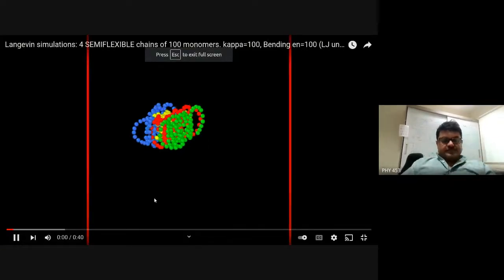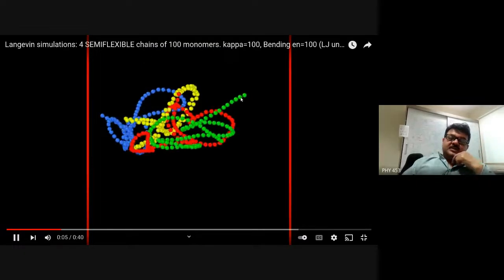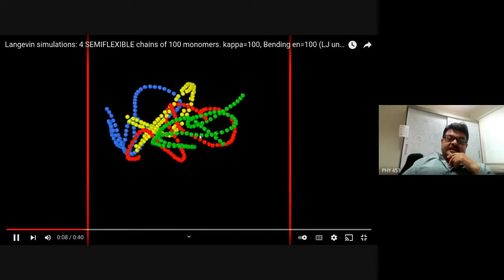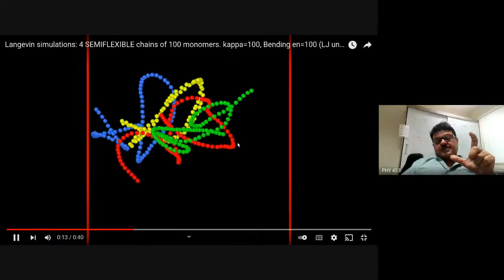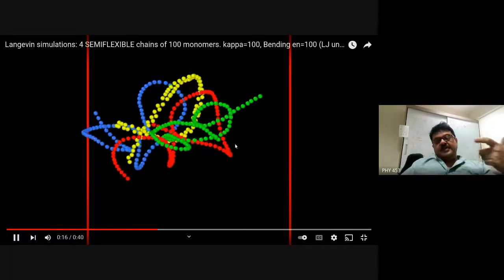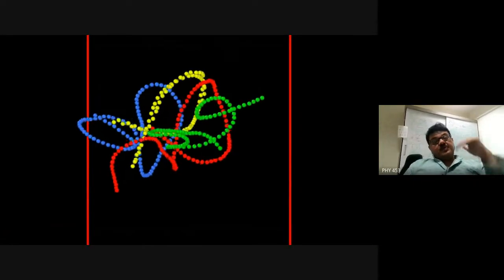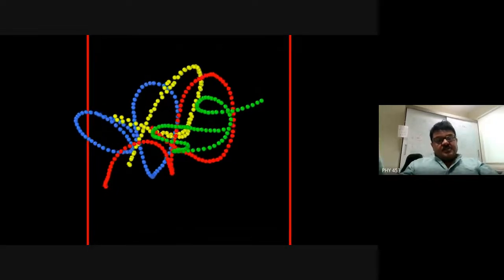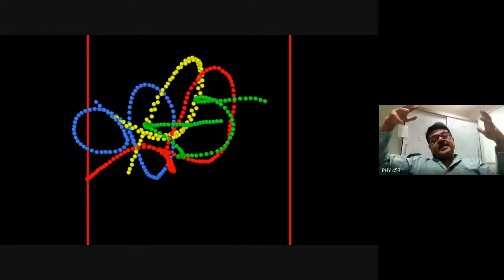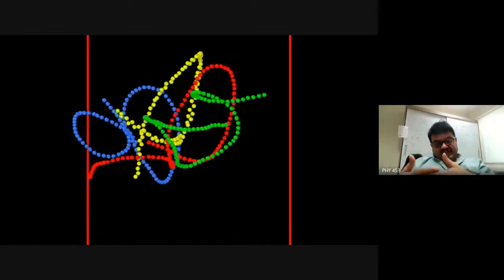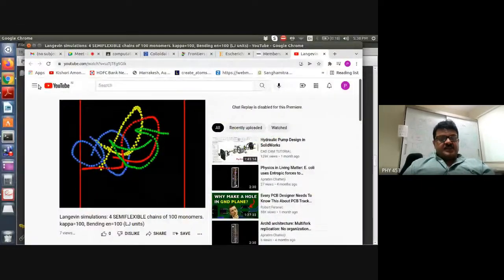So here you have four stiff polymers. Now suppose you were looking at a length scale much larger. So suppose this was replaced as one monomer, right? Then at that length scale, you can consider it to be a flexible polymer. If you are looking at long length scales, you can consider it to be a flexible polymer, because all the bending and protein effects are happening at lower length scales, right?